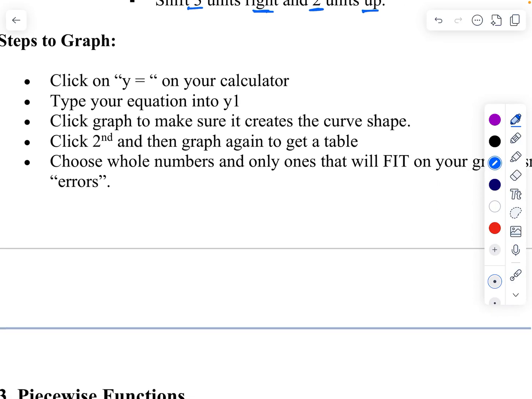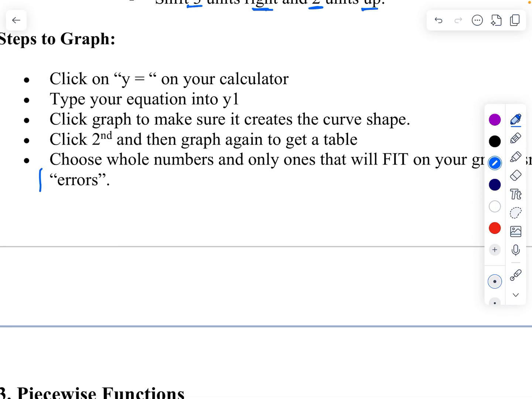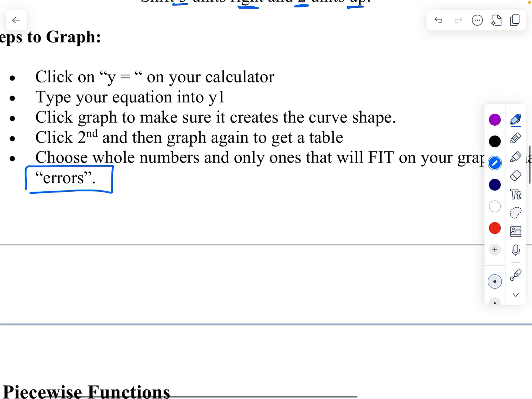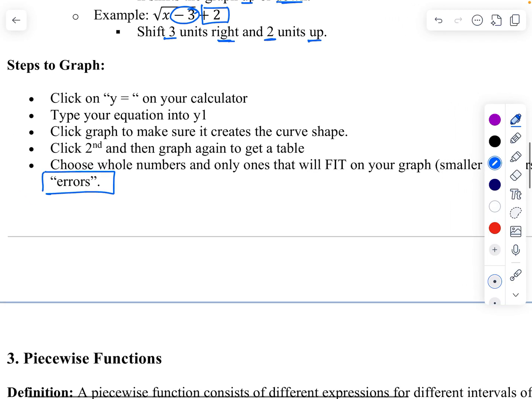We're again going to just be careful. You're going to notice a lot of errors. Errors mean that it doesn't exist because there are no negatives. Okay, so because you can't have a negative square root, you're going to just avoid those when you're graphing. Make sure you're picking small numbers that will fit and whole numbers only.